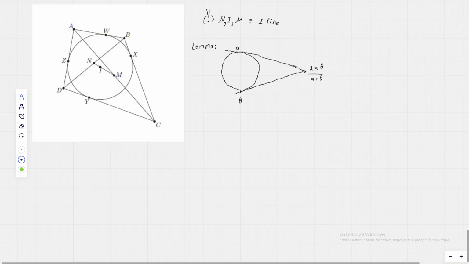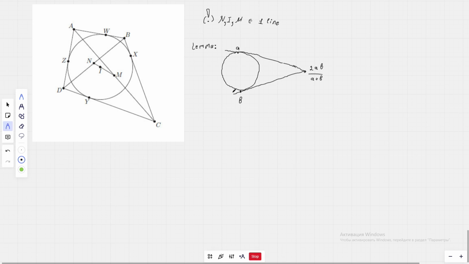Okay, so here's a really interesting problem. We have a quadrilateral ABCD and its inscribed circle, which is centered at point I, and N is the midpoint of BD, M is the midpoint of AC, and we need to prove that N, I, M are collinear. How do we solve this using only complex numbers, you'd say? But it's actually really quite easy, I'd say.